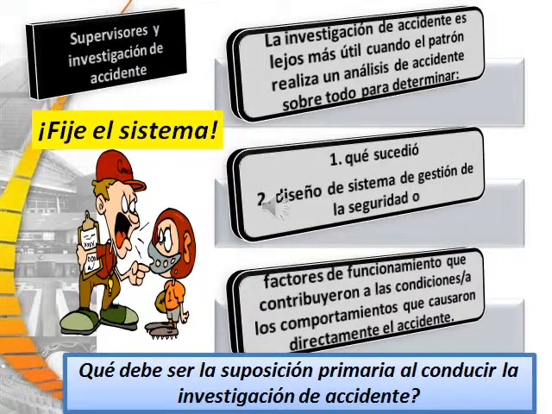Accident investigation is far more helpful when the employer performs accident analysis primarily to determine what happened, and the safety management system design or performance factors that contributed to the conditions or behaviors that directly caused the accident. What should be the primary assumption when conducting an accident investigation? What happened, the safety or management system designs, and what performance factors contributed to the condition or behaviors that caused the accident.